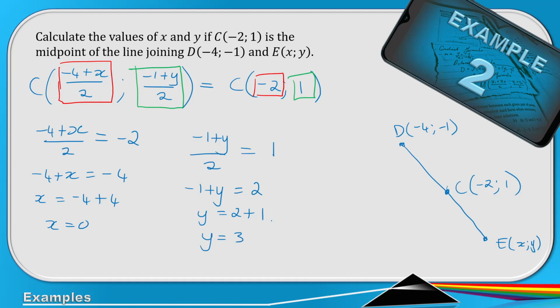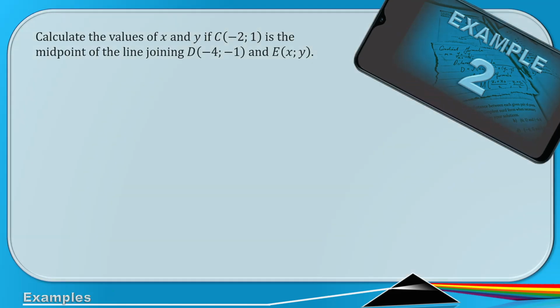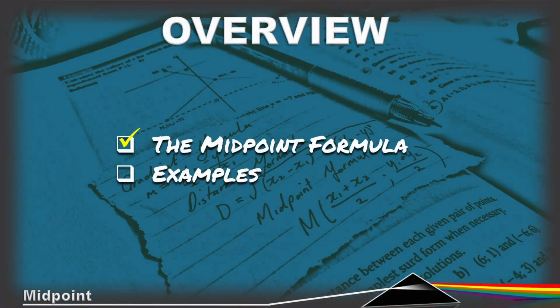Okay, and that is our answer because the question just says calculate the values of x and y. If you want to, you can basically just say, therefore, the coordinate of E is 0 and 3. But just notice, if they do say in the question, calculate the coordinate of E, then you have to put this final answer. All right, then that was example 2, and then we're done with this lesson.